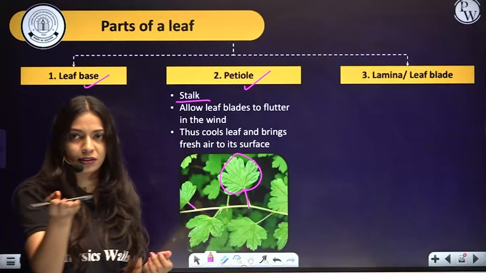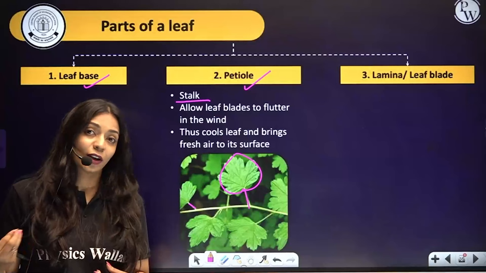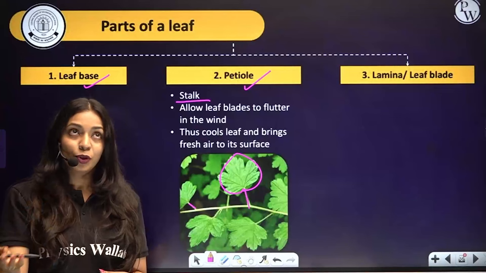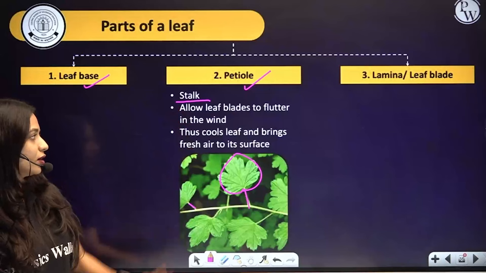You know that leaves are performing photosynthesis, right? So they're taking in carbon dioxide from the atmosphere. As a byproduct of photosynthesis, we get oxygen, which the leaves release back into the atmosphere. For that gaseous exchange to take place, for them to get more exposure to carbon dioxide in the atmosphere, the leaf has to kind of move around. And that is made possible because of the petiole. It allows the leaf blades to flutter in the wind.